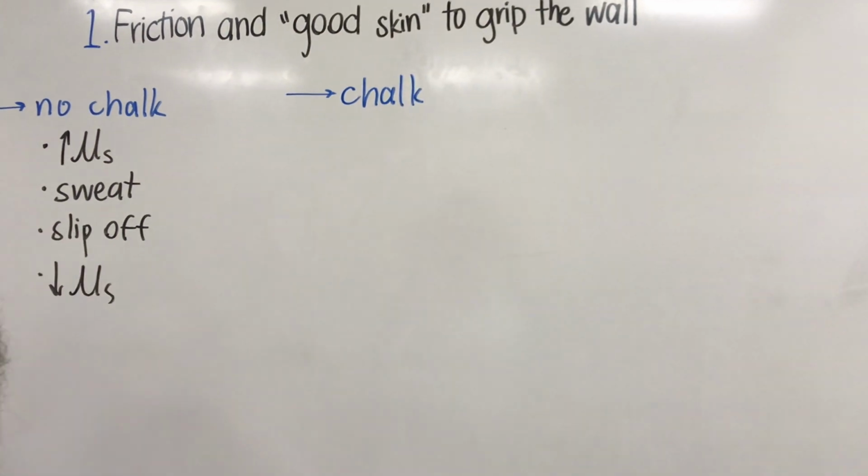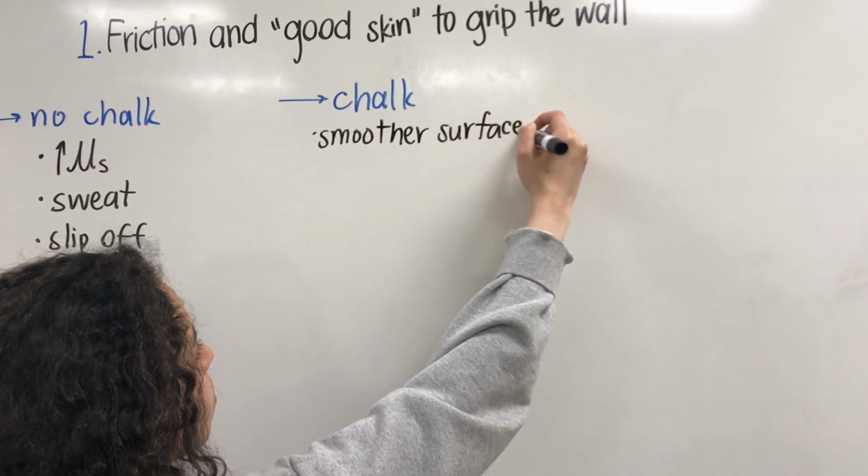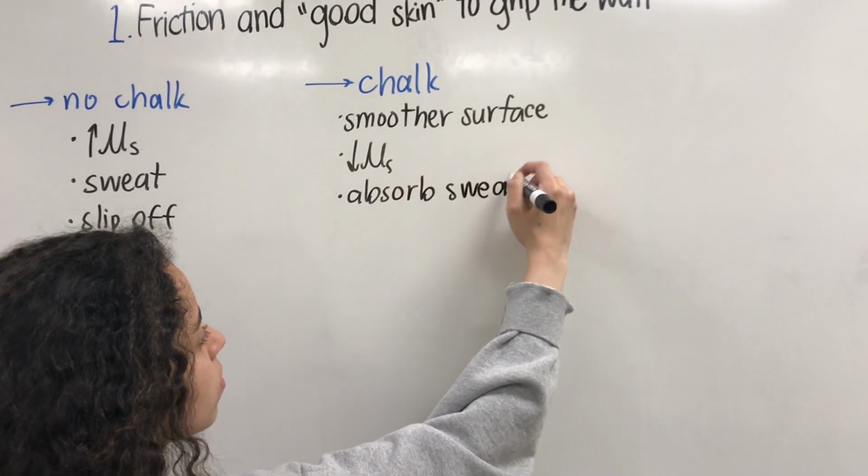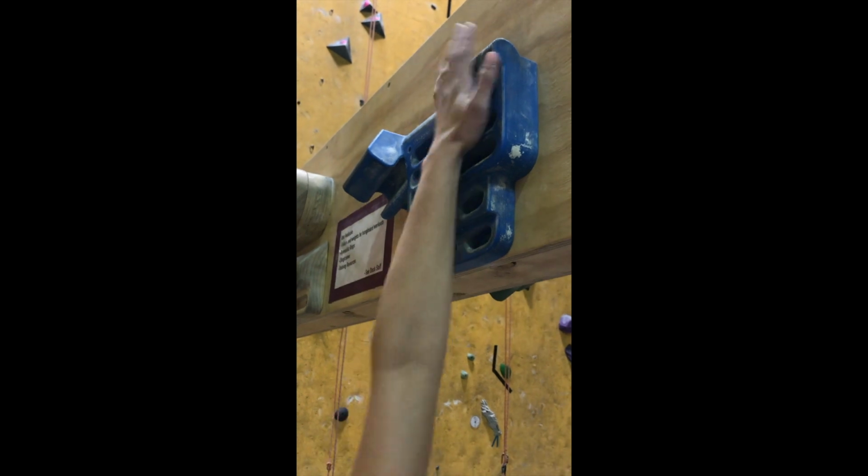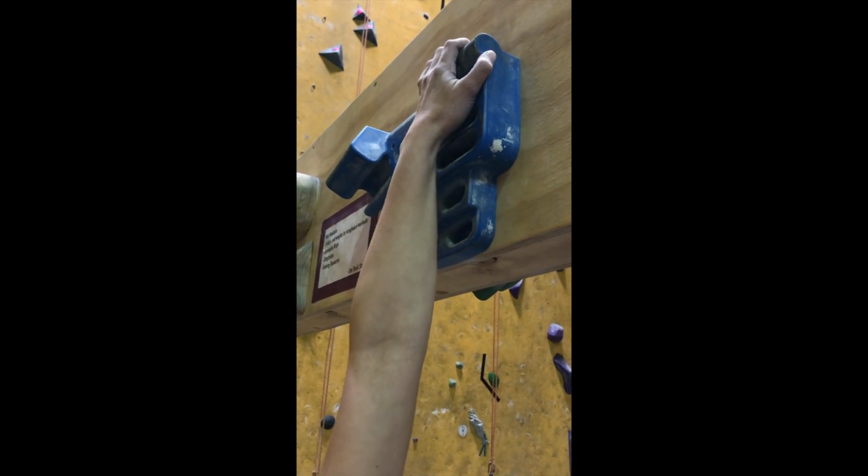The hand with chalk will originally have a smoother surface, lowering its μs, but as it absorbs sweat, it gives a better grip and increases its μs. Here, the climber is applying chalk to their hand through the chalk bag. We can see that their hand has a better grip onto the rock.